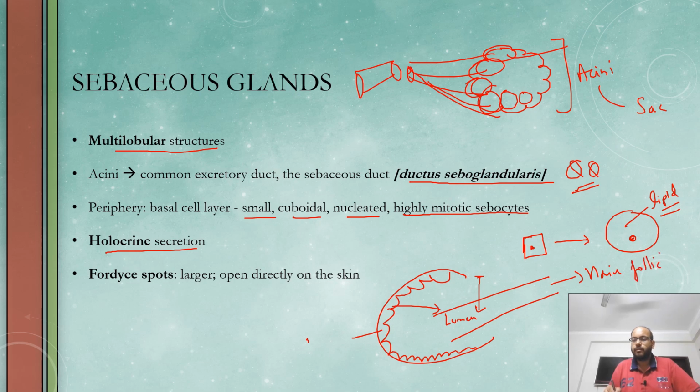And then from the ostia of the hair follicle, the sebum will come out. But there are Fordyce spots which are larger and they open directly on the skin. They don't require a hair follicle. But most of the time, you will see the sebaceous gland with a hair follicle. And together, they are known as pilosebaceous unit. That is hair plus sebaceous glands.